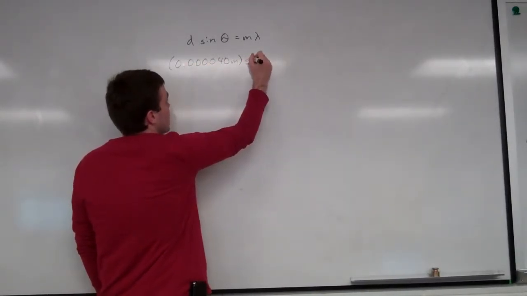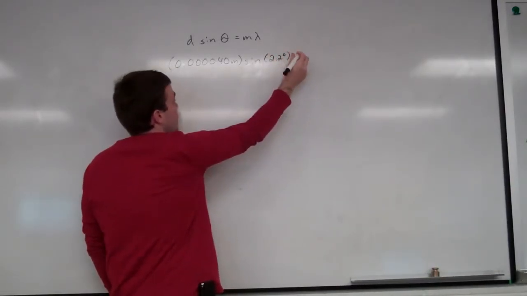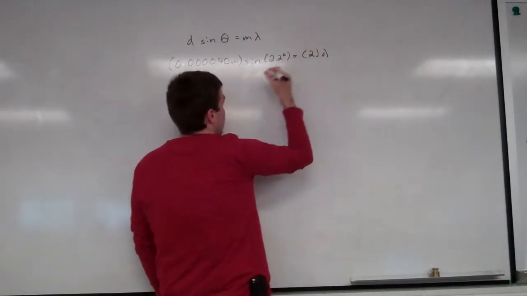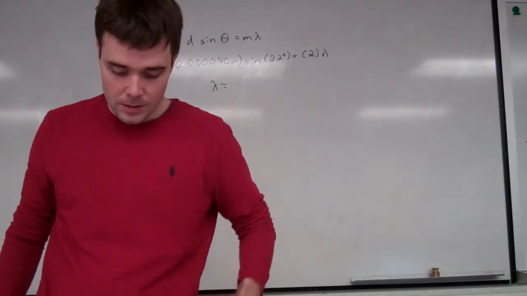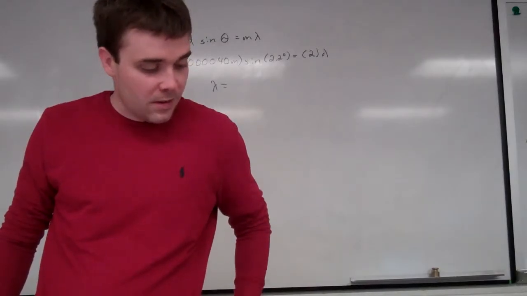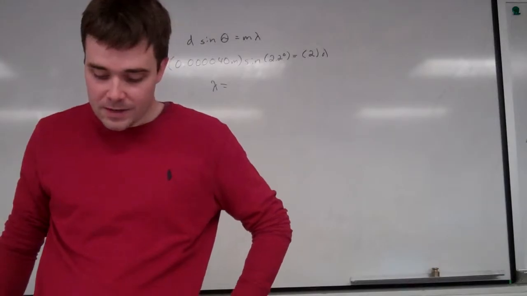And sine, what's our angle? 2.2 degrees. Equals, what's m? 2. We're looking for wavelength. So our wavelength should equal 7.7 times 10 to the negative 7th meters, or 770 nanometers. D.